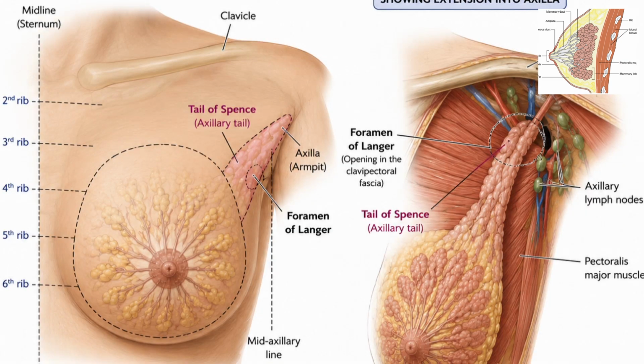Let's see the extent of it. Vertically, it extends from 2nd to 6th rib. I hope that you know the meaning of vertically. Vertically means in Marathi उभ्या पद्धतीने.